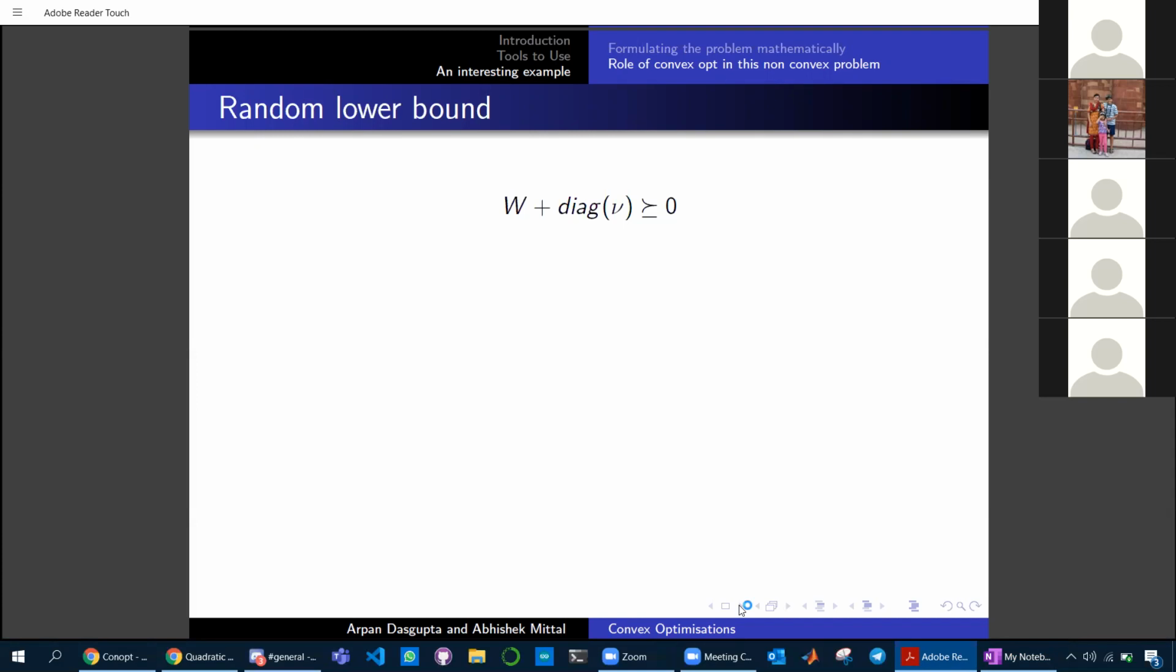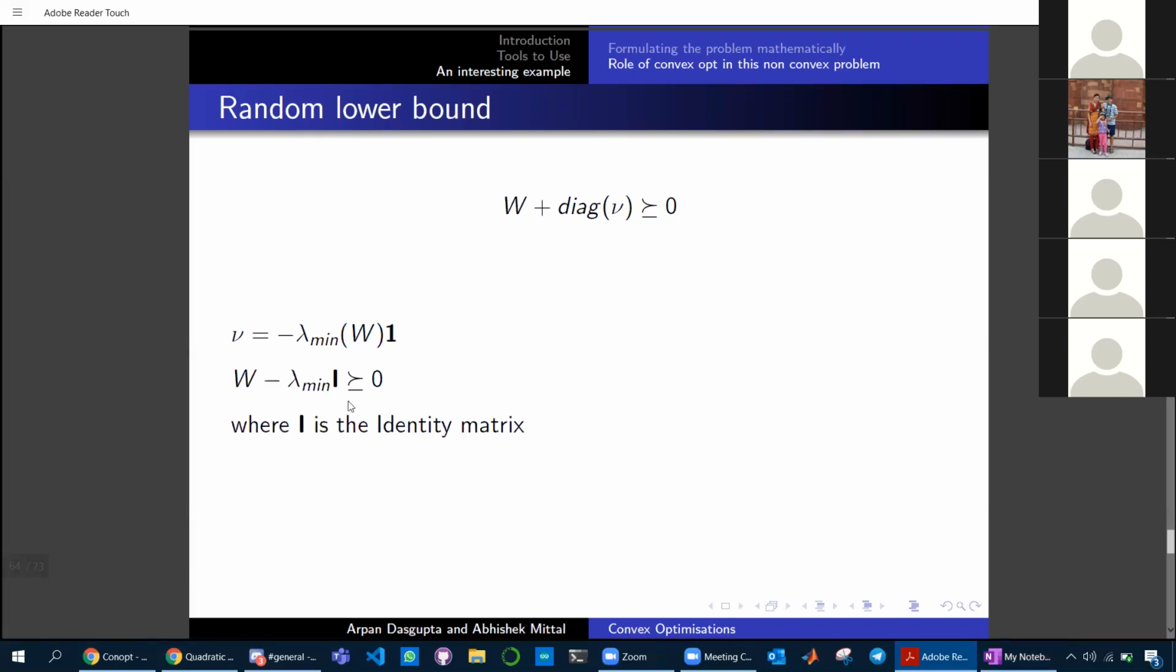So I would try to choose my nu such that it satisfies this particular condition. Out of the blue, I take this nu, which is minus lambda min of the W matrix times the one vector, where one is a column vector with all of its entries as one. And now I have to prove that if it satisfies this condition, then I get a decent answer, a reasonable lower bound.